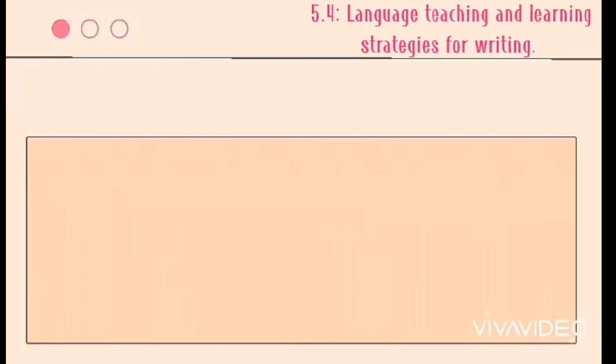Now let's proceed to the language teaching and learning strategies for writing. So we all have struggled with writing. It is true that writing may be considered as one of the most complex among the macro skills because behind the need of the writer to express his or her thoughts and emotions in words, the skill also requires other elements in writing such as accuracy in grammar, punctuation, and spelling.